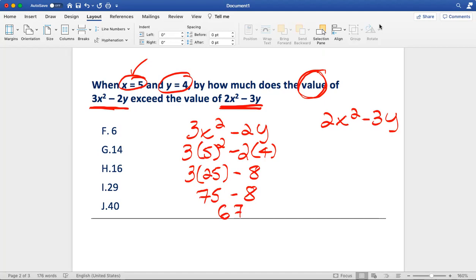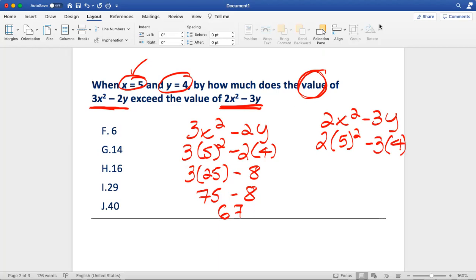Now, let's go ahead and calculate the value of the second expression. So for the value of the second expression, guys, let us look. We're going to, again, substitute the values of x and y into the expression. So the value of x is 5. We're going to square that. The value of y is 4. Okay. Now we grab our calculator, plug it into the calculator.